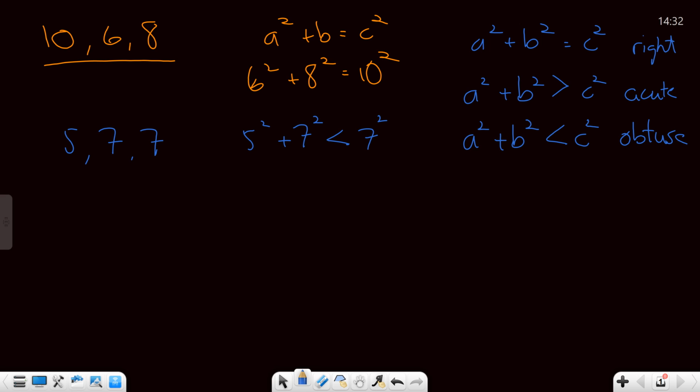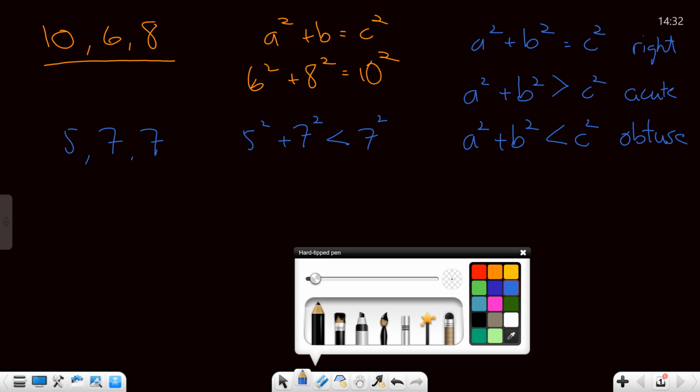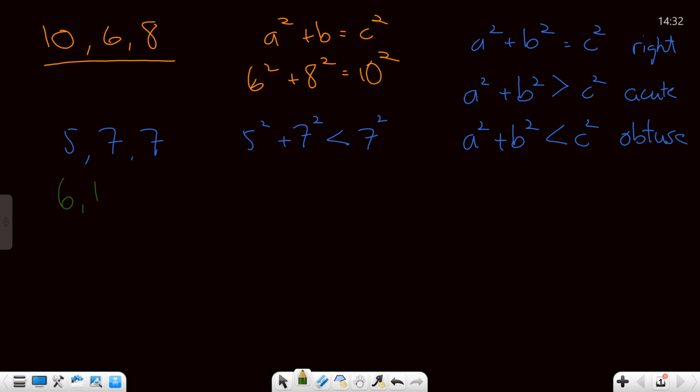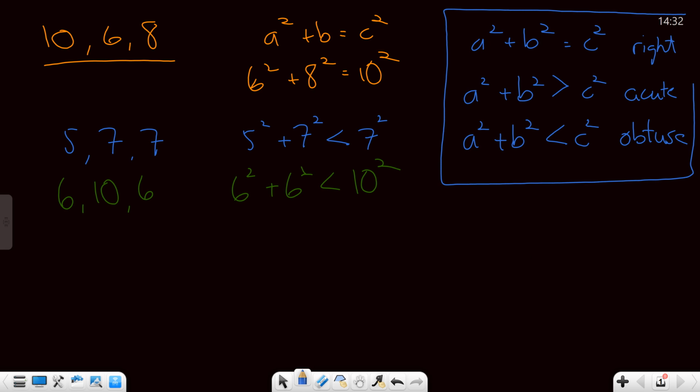Let's see. Thomas, what are your three sides? Say it again, please. 6, 10, and 6. Okay. Is 6 squared plus 6 squared greater than, whoops, no, we had that backwards. Less than 10 squared. Yeah, so therefore it's obtuse. All right. That was a long-winded way of coming up with these calculations.